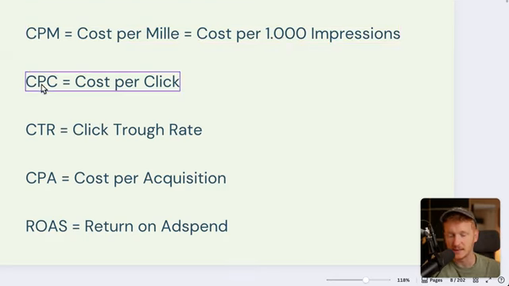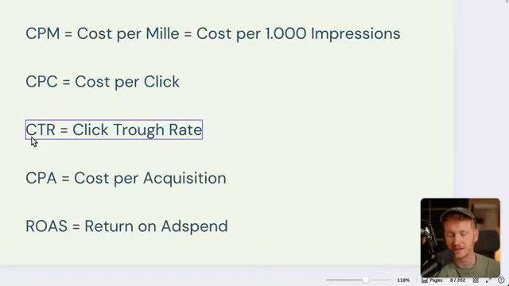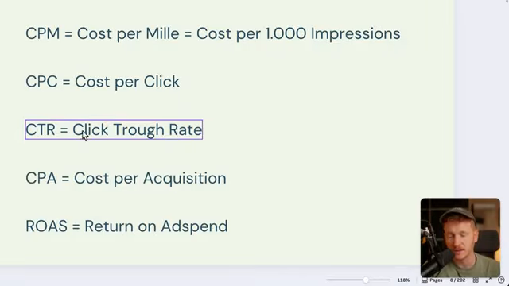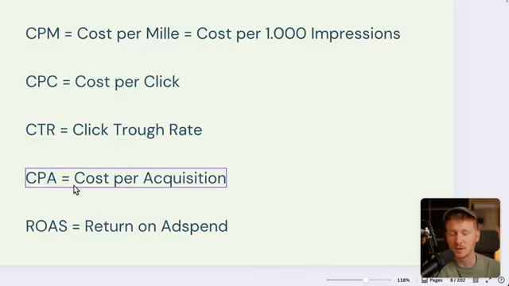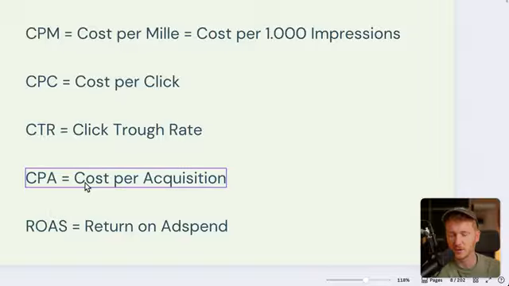The next one is CPC and it's cost per click. So how much you pay per click. And you also have CTR, which is the click-through rate. So for example, if you have 100 impressions on your video and 5 people click, you have a click-through rate of 5%. And most importantly, for most Shopify owners, you have the CPA. It's called cost per acquisition. So what do you pay per acquisition? For example, if you're selling Nike shoes for, let's say, $200 and you pay $40 per sale, then your cost per acquisition is $40.